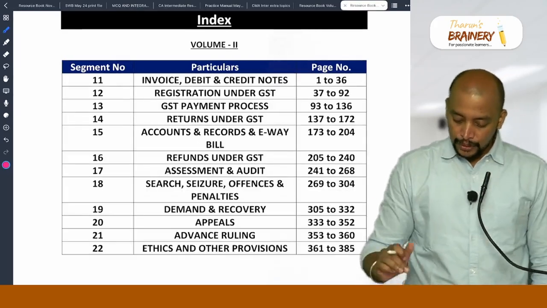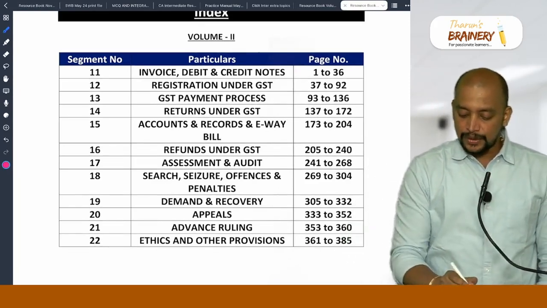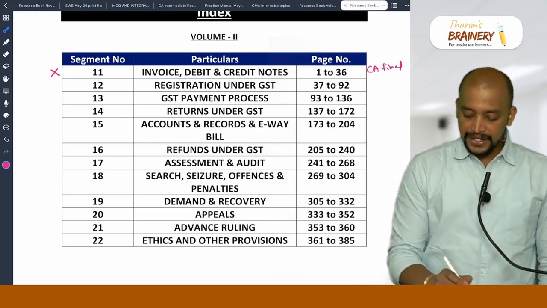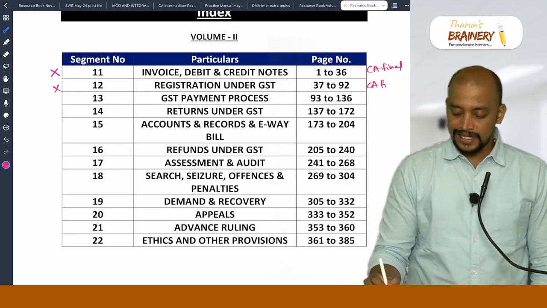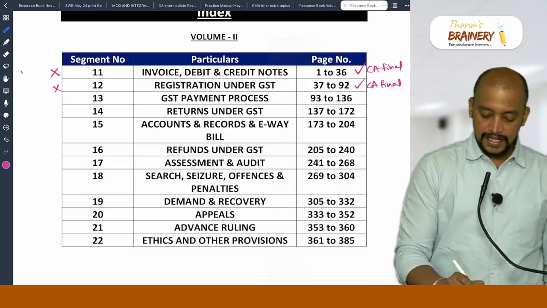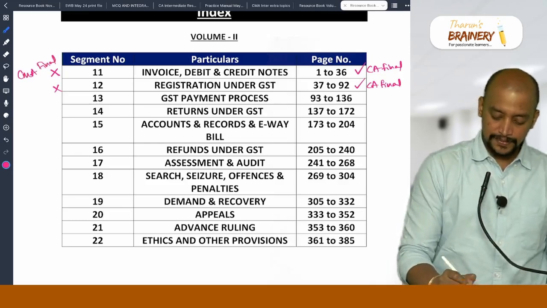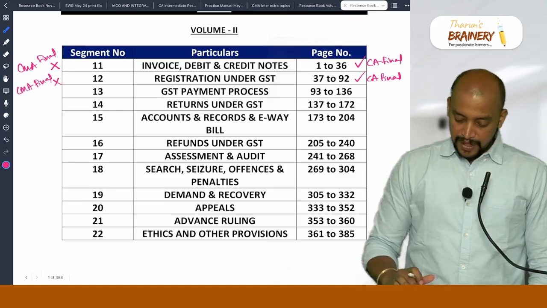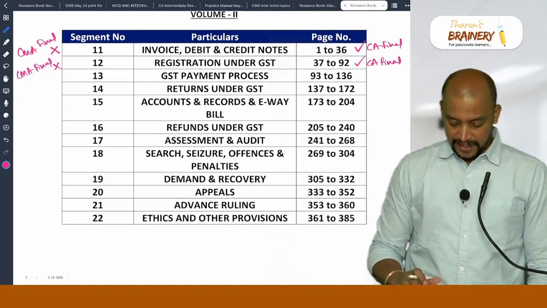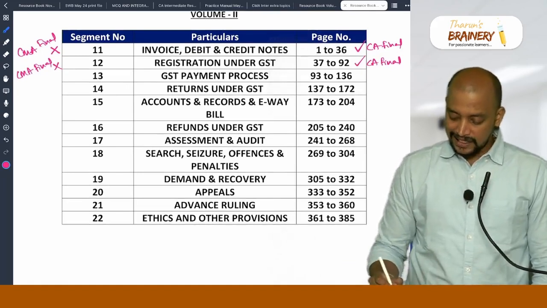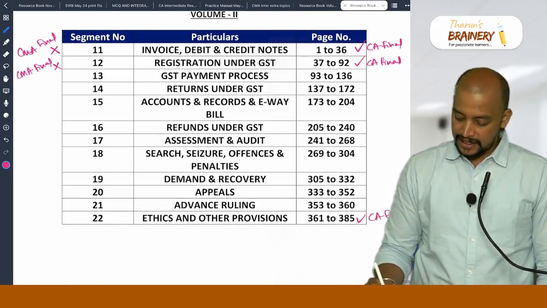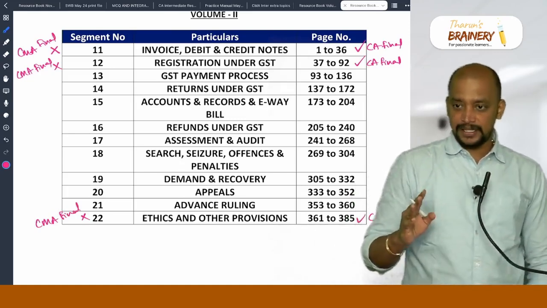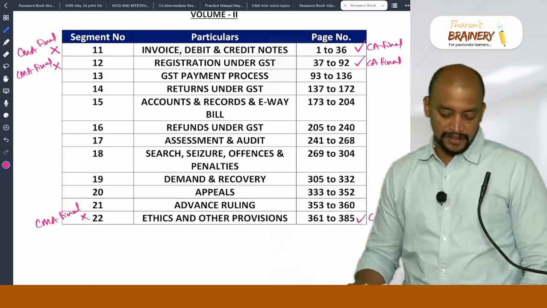And in volume 2, invoice, debit notes and credit notes is not applicable for CMA final. So this is only for CA final. Registration chapter also not there. This is only for CA final. For CMA final it is not there. They removed it as per 2022 syllabus. And payment process, returns, accounts and records, refunds, assessment, all this is there. Ethics and other provisions is there only for CA final. For CMA final it is not there. So except 3 chapters, everything else in GST is applicable for CMA final.